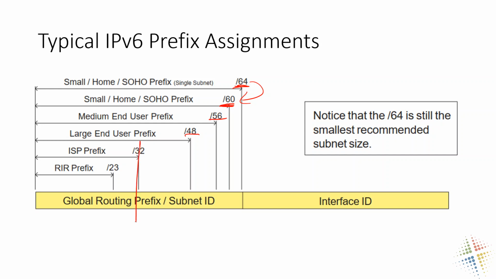All ISPs pretty much are stopped at the /32, so they can't give you anything less than that. And then the regional internet registries use a /23. So what this means is, depending on my company size, I can ask for any one of these sized prefixes assigned to me. Going from a /48 to a /64 is quite the range that I can choose from, and that's quite interesting, some of the options that it allows me to do.